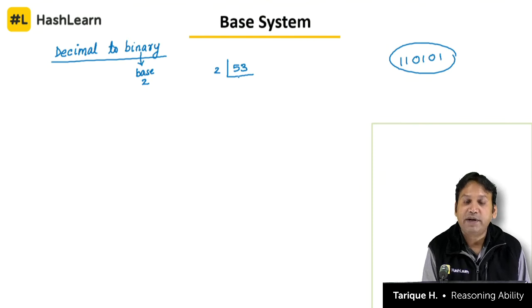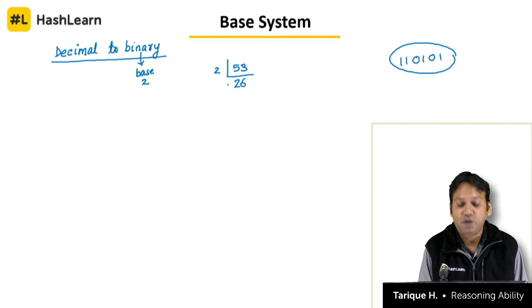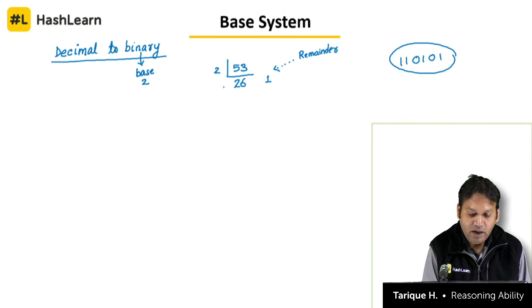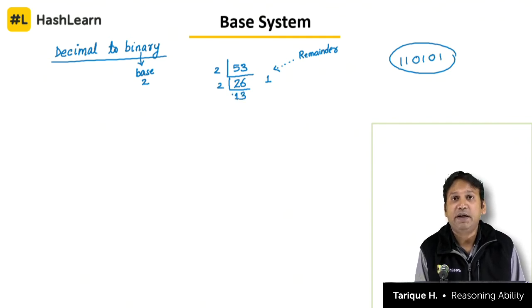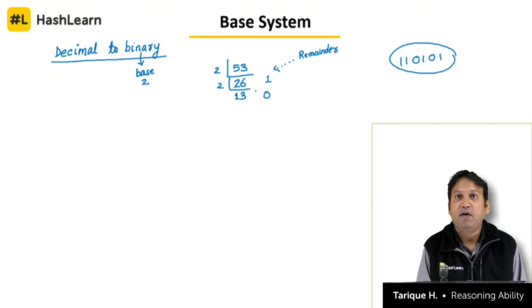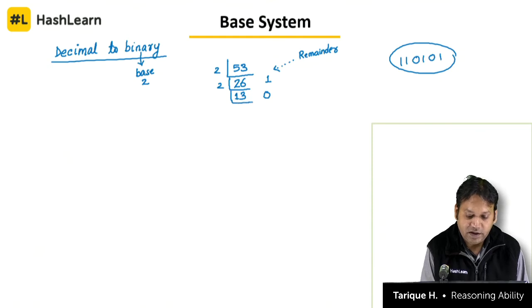So 2 into how many times can we divide? 26 times. This 2 into 26 is 52, and what is left over is 1. So write down the remainder. Every time we divide, we always find out the remainder of that division by 2. Now when we divide 26 by 2, we can divide it completely 13 times. Do we get a remainder here? No, we don't get a remainder. So what do we do? Write 0.